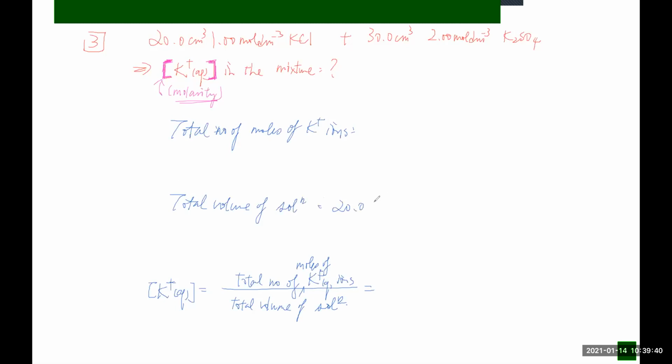20.0 plus 30.0 times 10 to the power minus 3 dm cube. Here comes 50.0 times 10 to the power minus 3 dm cube. How about the total number of moles of potassium ion? How? You use molarity times volume to get the answer, right? This is the formula. So you are going to have it as what? M times V.